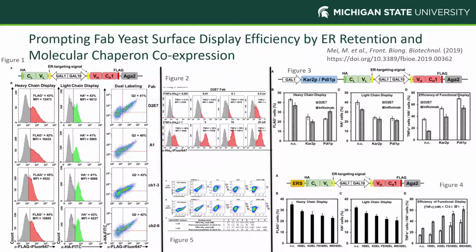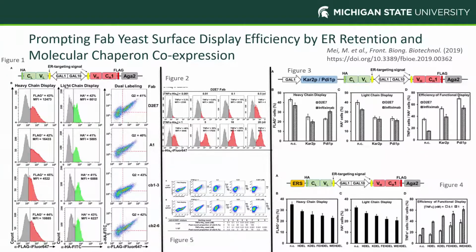Today I want to talk about this paper, Promoting Fab Yeast Surface Display Efficiency by ER Retention and Molecular Chaperone Co-expression. So in this paper, the authors try and improve display efficiency of difficult Fabs on yeast surface display. So they do that with three different techniques.